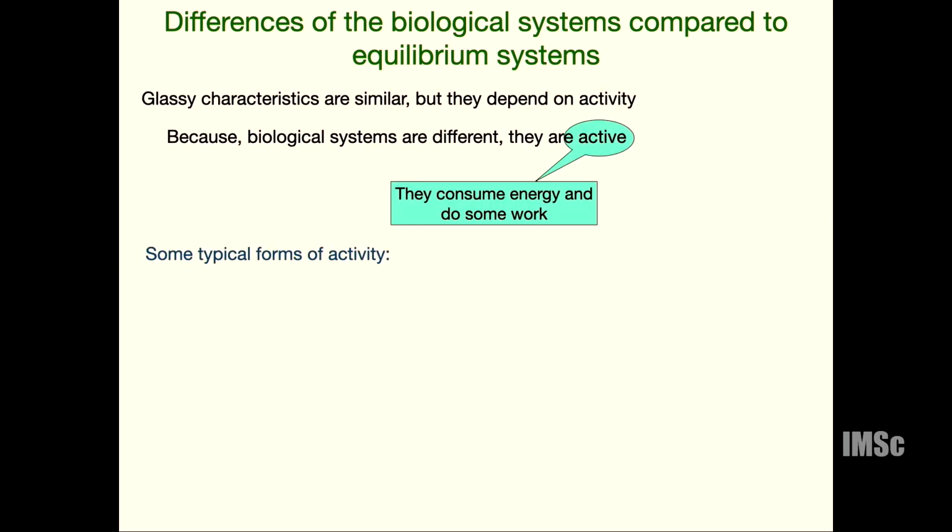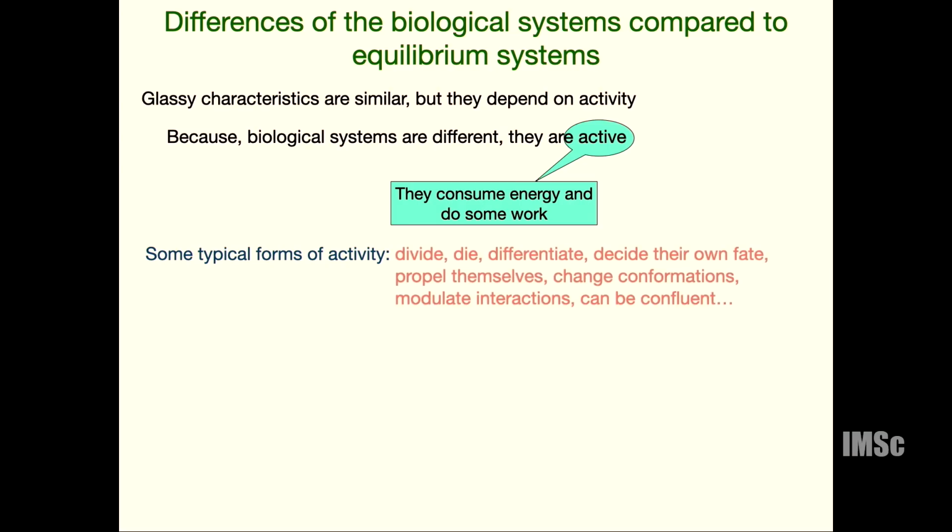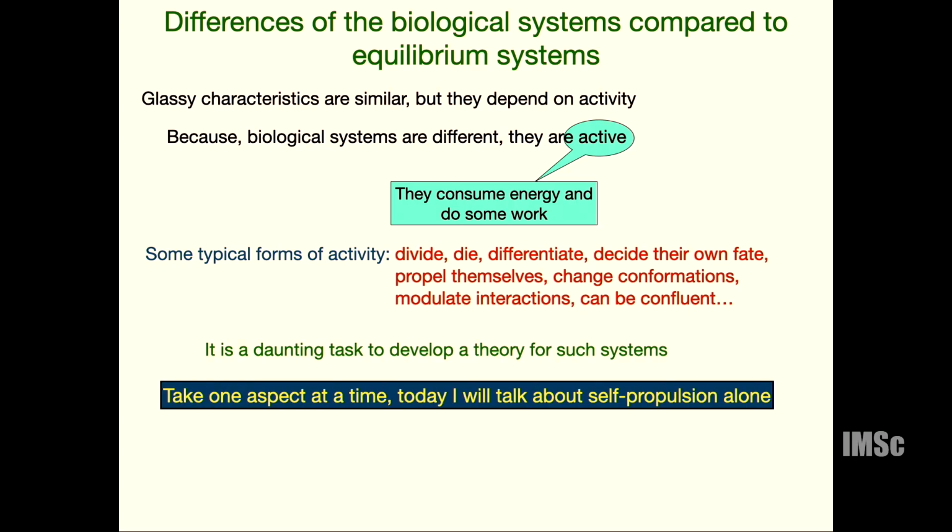So one of the ways in which they are different from the passive system is activity. They do consume some energy and do some work, and this work can be quite different. For example, the constituents divide, die, differentiate, decide their own fate, propel themselves, change conformation, modulate interaction, can be confluent, etc. So clearly, developing a theoretical framework for these systems is quite difficult, and the idea is to take one aspect of this activity at a time and try to understand it in detail, and then think about all of the other properties within those systems.